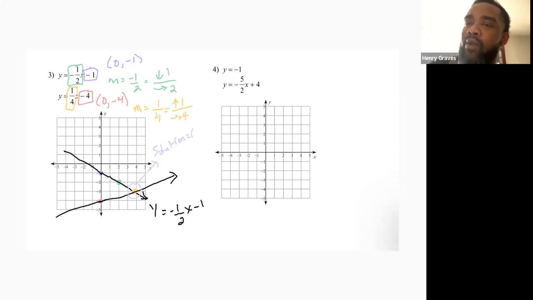So when x is 4, y is -3. Now, for some of these, you're actually going to have to know some stuff. Like on number 4, I'm going to start by graphing this one, which is (0, 4). That's my y-intercept. And then I'm going to do my slope of -5/2.